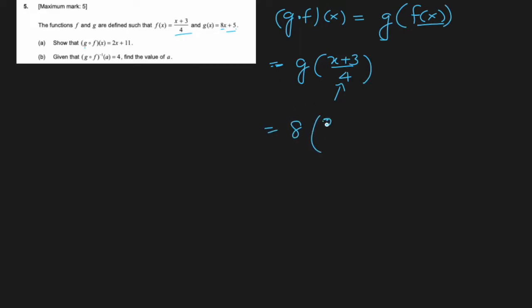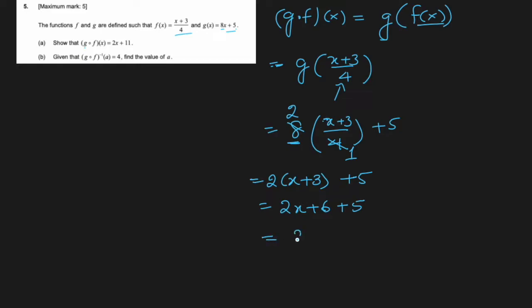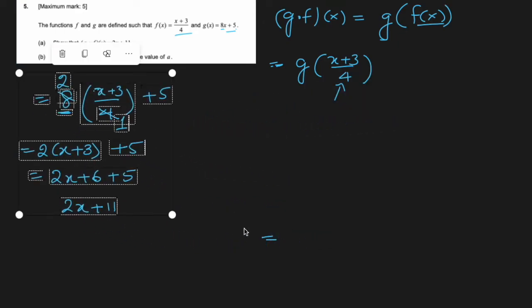8, and in place of x, it will be (x plus 3) over 4, plus 5. This 4 and this 8 will cancel out, because 8 multiplies only with the numerator, never with the denominator, when a whole integer multiplies with a rational part. So this will be 2, this will be 1. So what are we left with? 2(x plus 3) plus 5, which is 2x plus 6 plus 5, and that is 2x plus 11. We have shown that here.